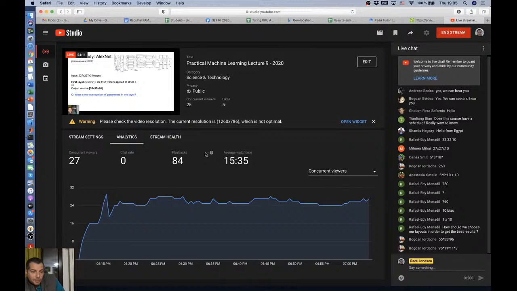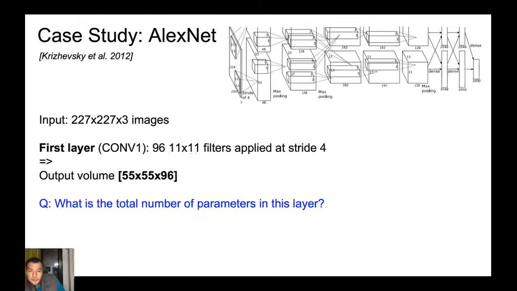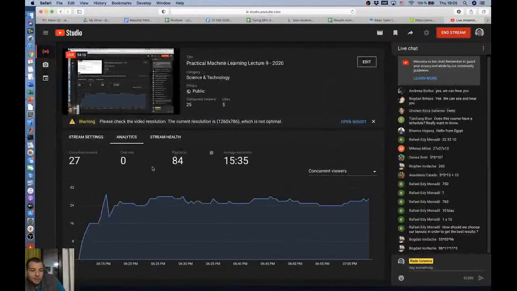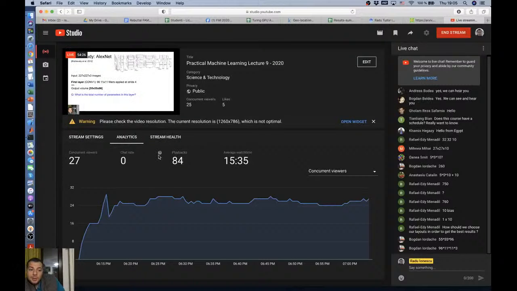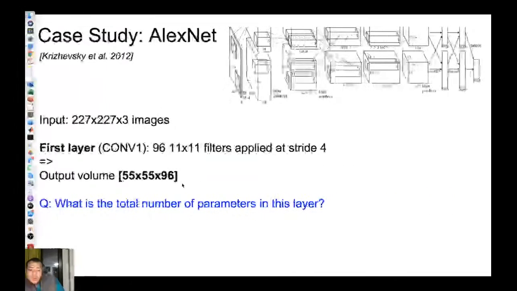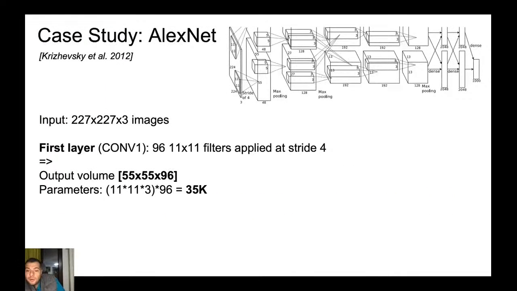Okay, so 96 filters, 11 by 11 by 3. A rough estimate would be around 30K. So yeah, that's the number of parameters, around 35,000 parameters in this layer. So this is a much larger network compared to LeNet, and it also takes a lot more time to train on ImageNet.